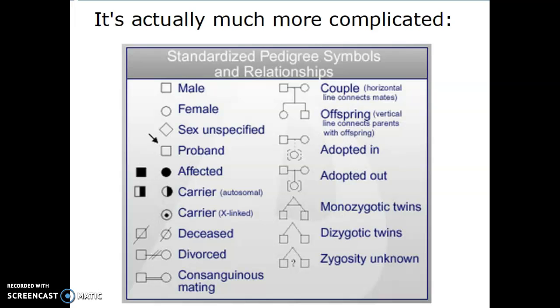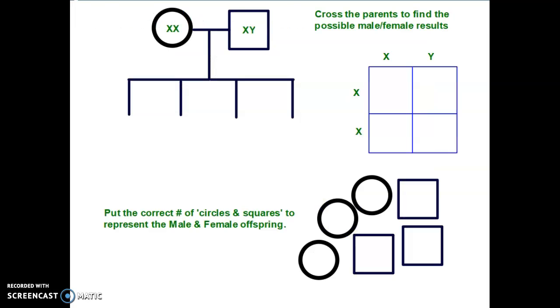Now it can get much more complicated than that. If you look at these, divorces are in here, consanguineous mating, which means you marry a cousin or some other family member, and symbols for adoptions and twins and different things like that. But for our purposes, we're going to use the circles and squares and lines in the middle and so forth.